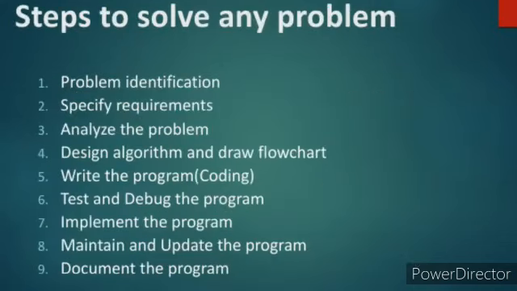Here are the steps to solve any problem. Number 1 is problem identification. Number 2 is specify requirements. Number 3, analyze the problem. Number 4 is design algorithm and draw flowchart. Number 5 is write the program, which is coding. Number 6 is test and debug the program. Number 7, implement the program. Number 8, maintain and update the program. Number 9, document the program.